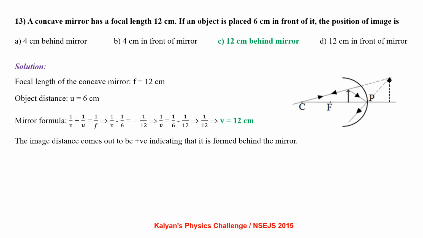A concave mirror has a focal length of 12 cm. If an object is placed 6 cm in front of it, the position of the image will be? Focal length of the concave mirror is given to be 12 cm. Object distance is 6 cm. Applying the mirror formula 1 by v plus 1 by u equal to 1 by f, we get v equal to 12 cm. That is, the image distance came out to be positive, indicating that it is formed behind the mirror. When the image is formed behind the mirror, in the case of a concave mirror, the image is virtual, upright and magnified.